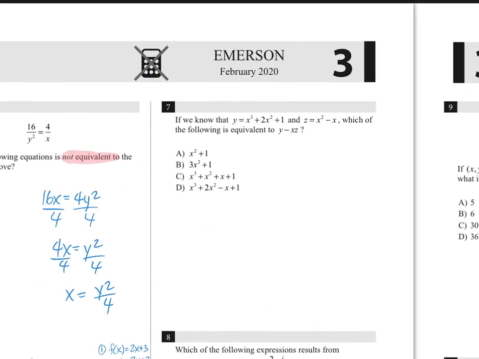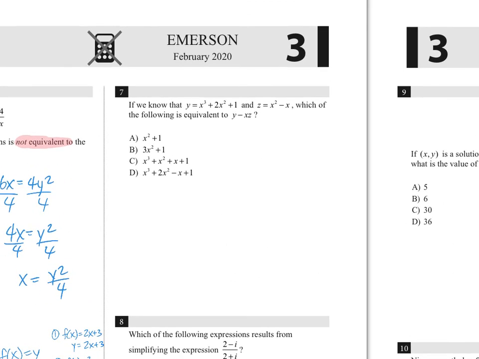Okay, let's look at number 7. This one is one of those answer choices where, if we look at the answer key, we can pick up a valuable hint if we don't know what's going on. There are only x's in the four answer choices. So that lets me know this is a substitution problem. Instead of y, I'm going to replace it with what y is equal to, which is x cubed plus 2x squared plus 1. And when it says minus xz, or minus x times z, I'm going to replace z with what it's equal to and then multiply that by the x, because again, it's minus x times z.